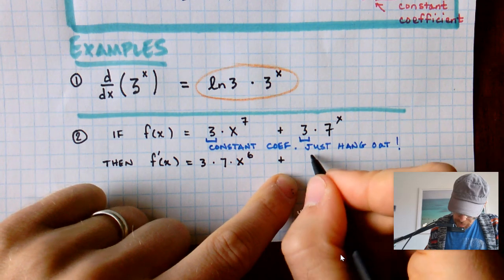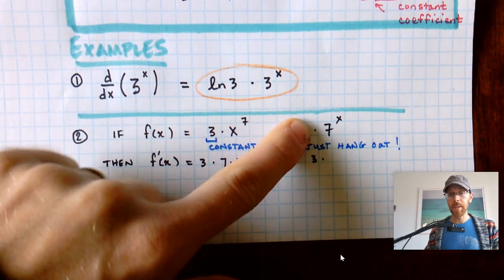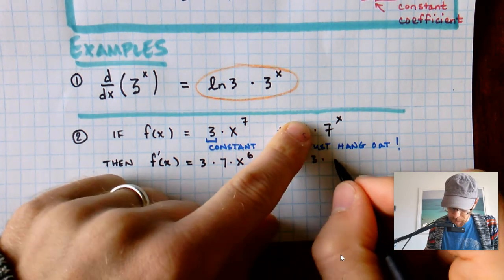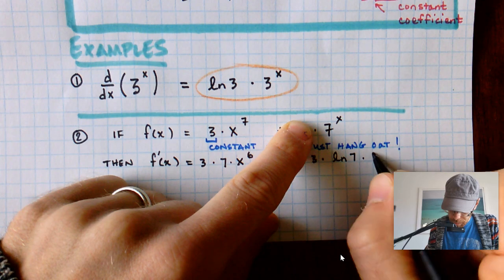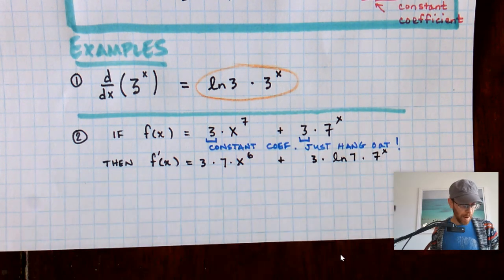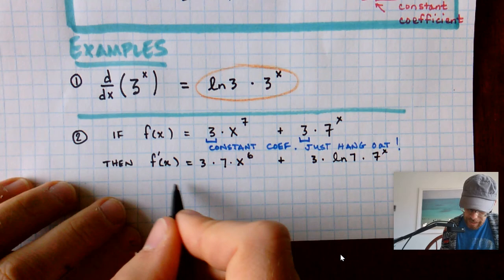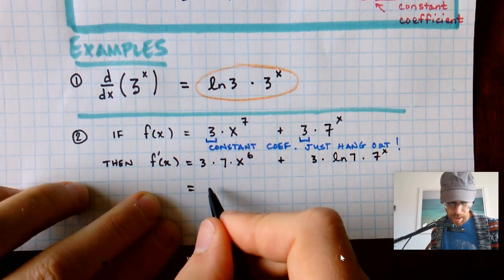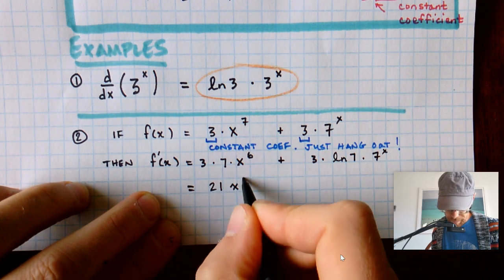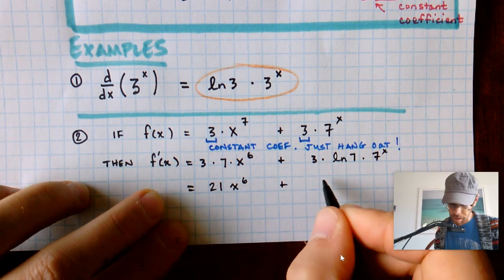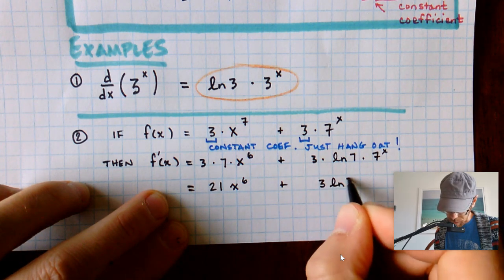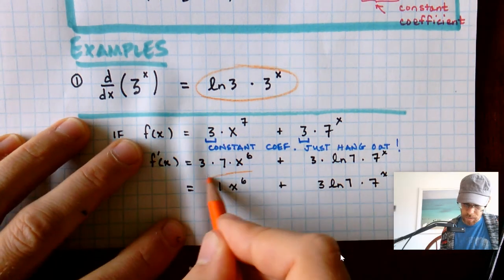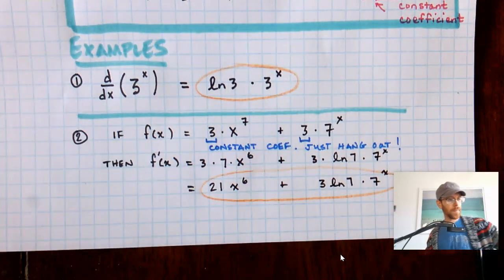So that would mean we still have a 3, and we say, what's the derivative of 7 to the x? Well, according to the exponential rule, that would be natural log of 7 multiplied by 7 to the x power. If you wanted to clean this up, you could combine the 3 and the 7 and call those a 21. But over here, there's nothing you can do. You just got to say it's 3 times the natural log of 7, 7 to the x. And there is your answer.